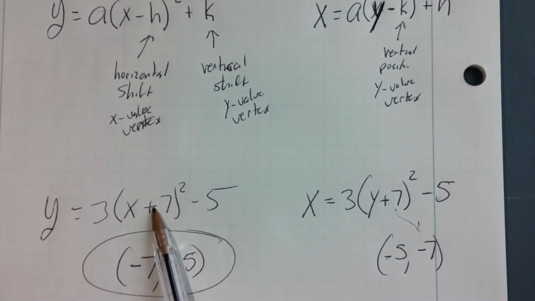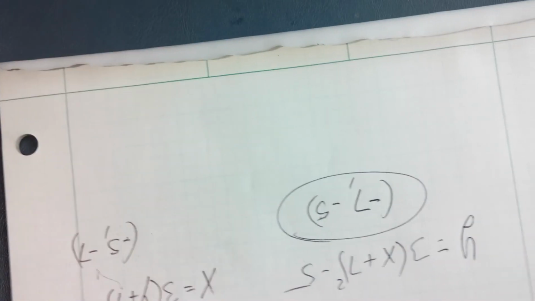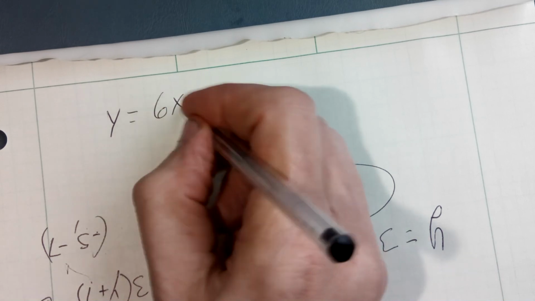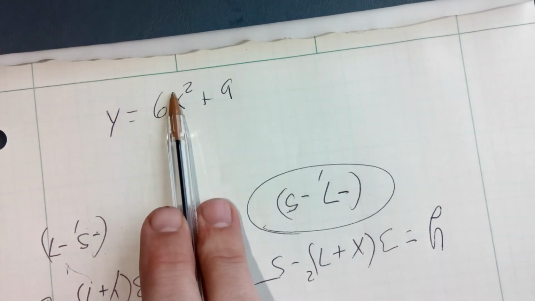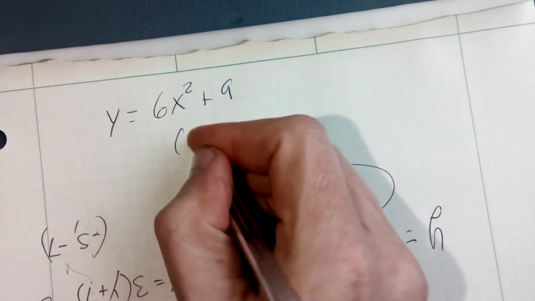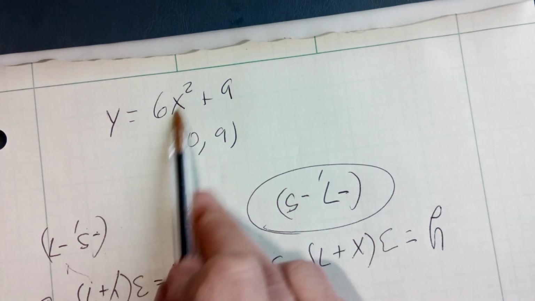Now, by the way, be warned that you're going to see some equations where there isn't parentheses, where the horizontal shift, if it's an x, is 0, or the vertical shift, if it's a y here, is 0. Let's do a very, very quick example. You might have something like y = 6x^2 + 9. Well, if you don't see parentheses, think of this as an (x + 0)^2. The vertex is going to be (0, 9). Think about what value of x will make the x squared 0.